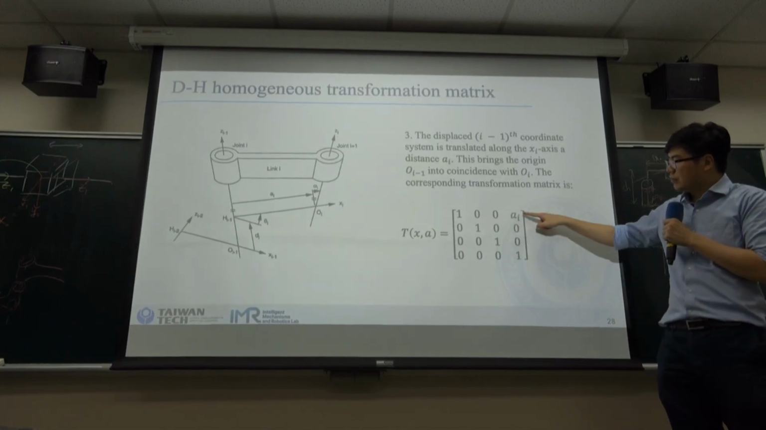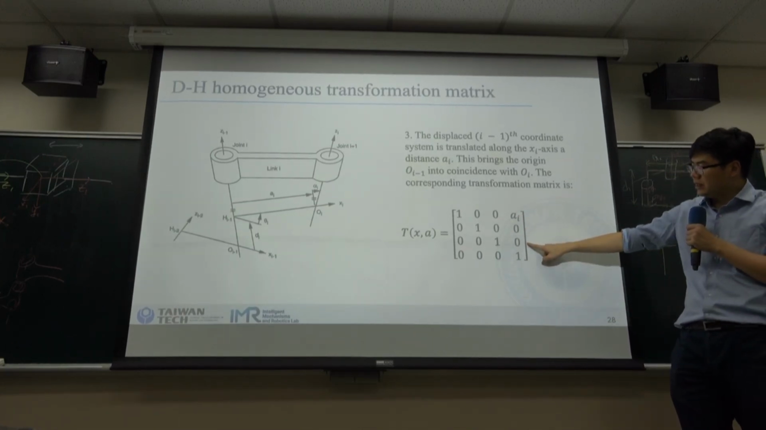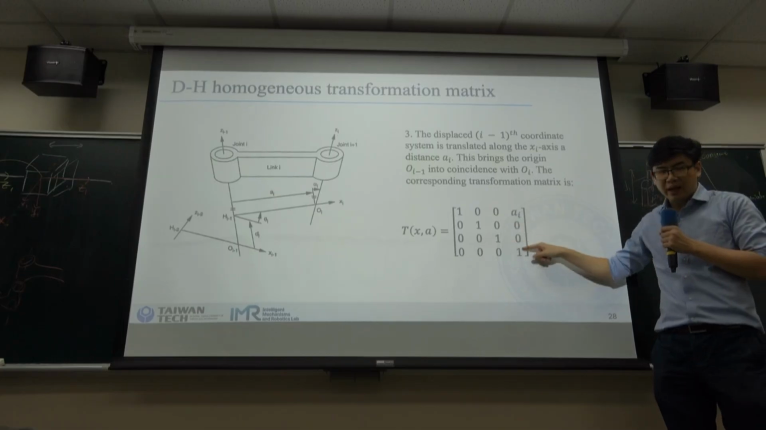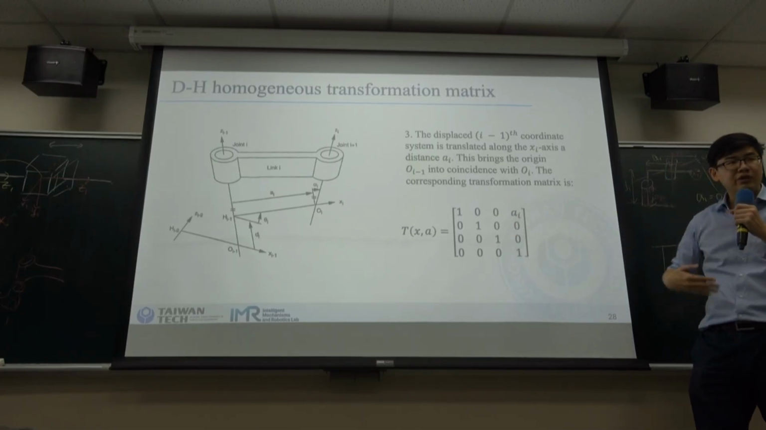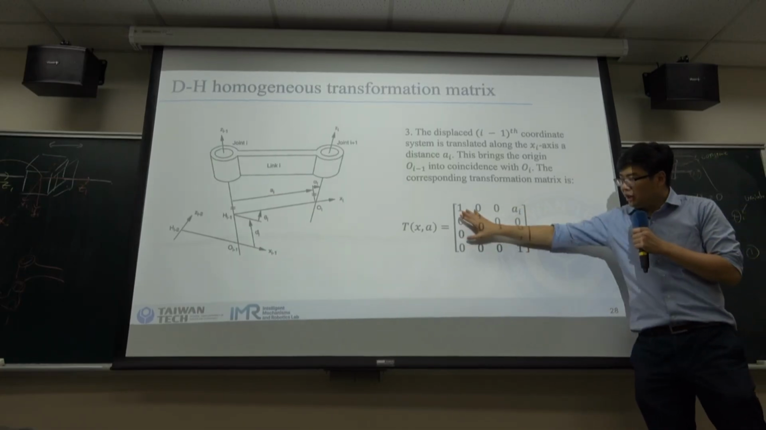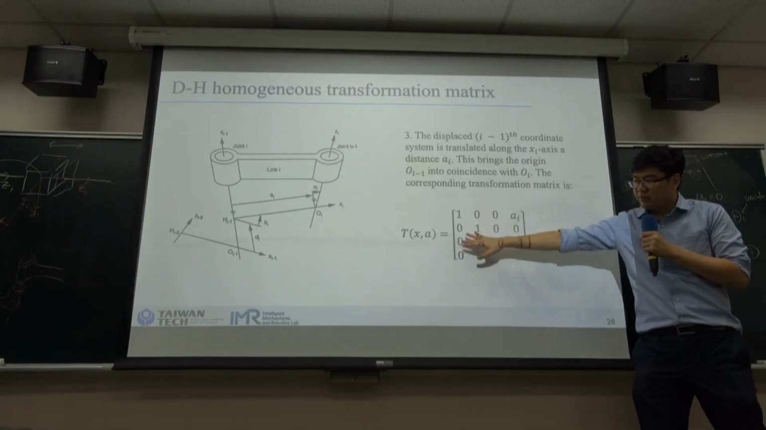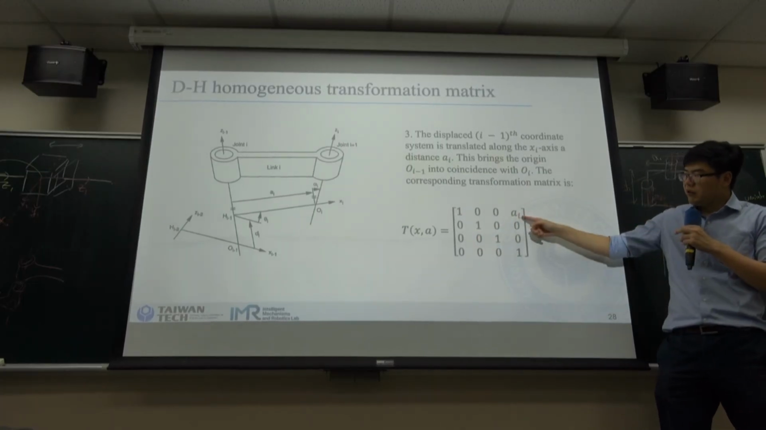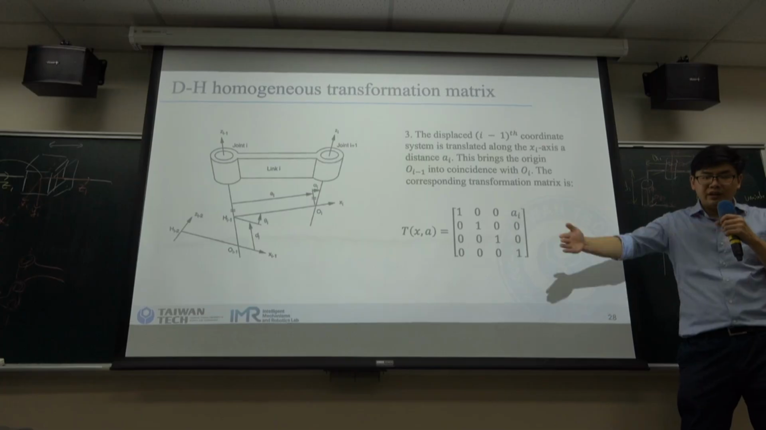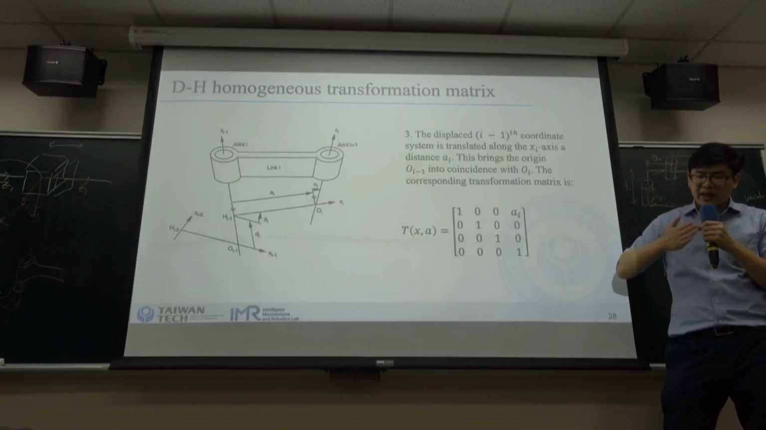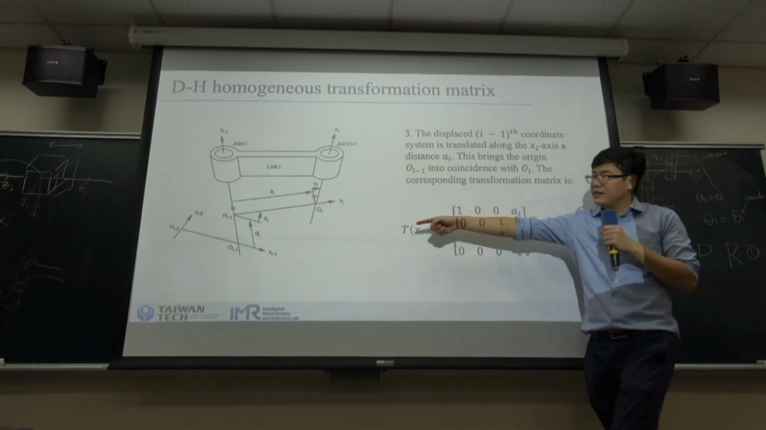So this one is the x projection: px, py, and pz. If you still remember from last week, the position or translation part. So we know that multiplying this transformation matrix means that we translate a_i distance along the x-axis.